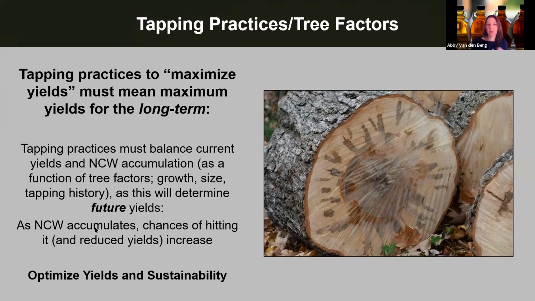As non-conductive wood accumulates, our chances of hitting it and reducing yield increase. And that's why we tend to like to express this as optimizing yields rather than maximizing yields, because we need to optimize them not just for today, but over the long term.